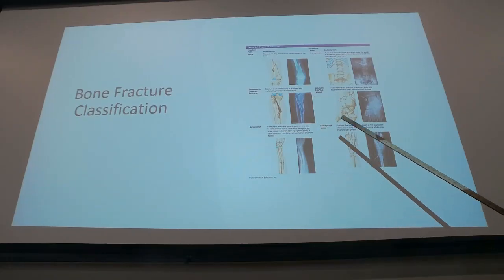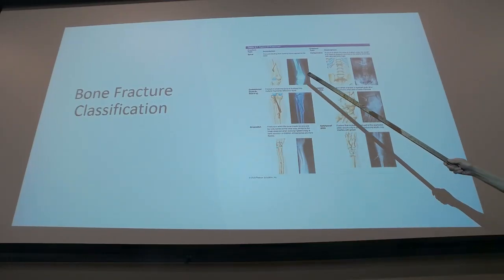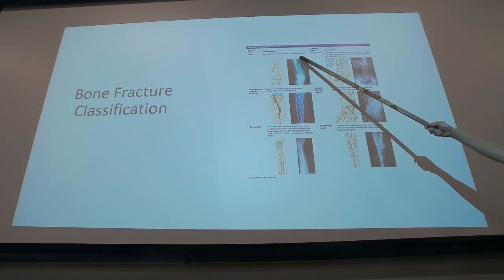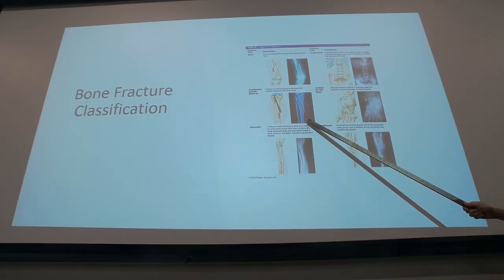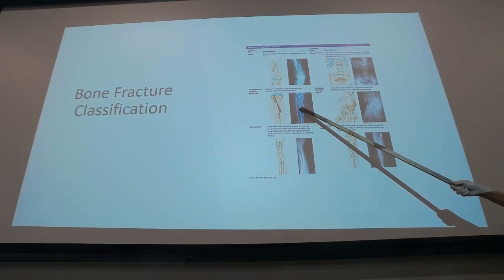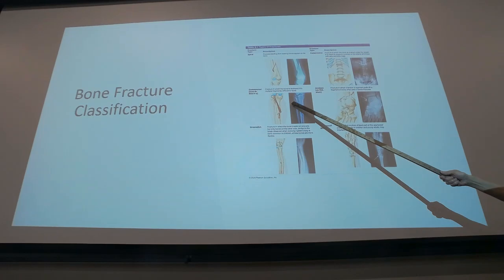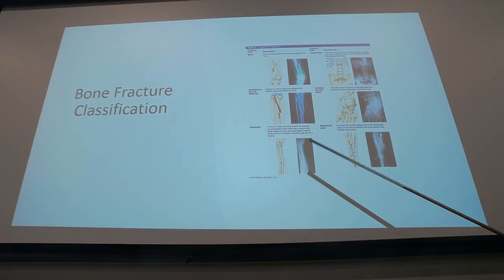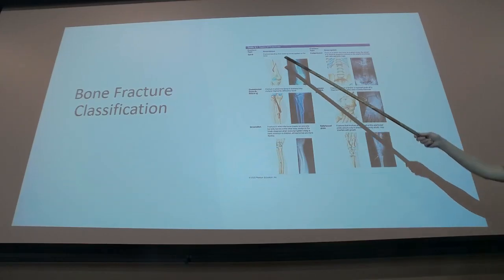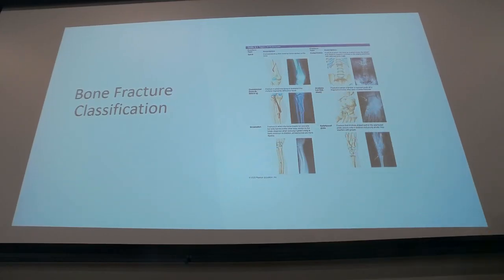Now, if you have more than 2 pieces of bone, like in here you have 2 pieces, but in here you have 1, 2, 3, actually 4, this is called comminuted. So how do you call it when you only have two? Non-comminuted. So this is a comminuted fracture.